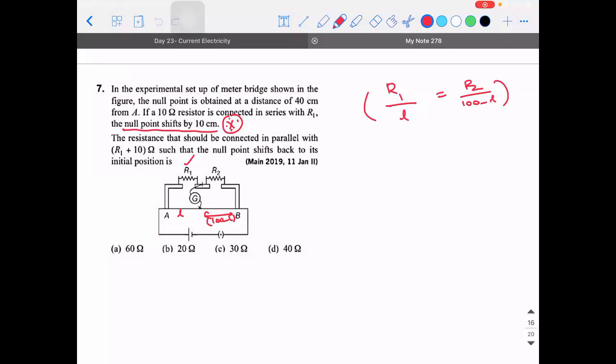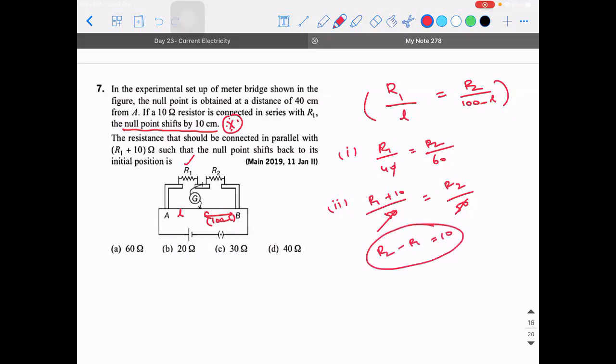So take them case-wise and then solve. Scenario 1: R1 by 40 is equal to R2 divided by 60. Case 2: (R1 plus 10) divided by 50 is equal to R2 divided by 50. Cancel. So R2 minus R1 is 10, correct?